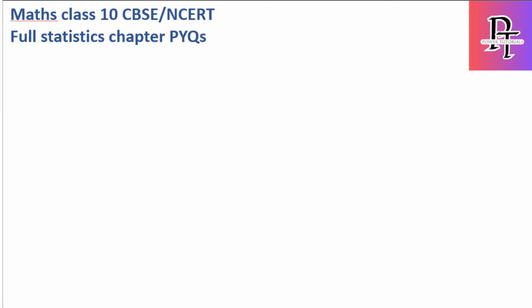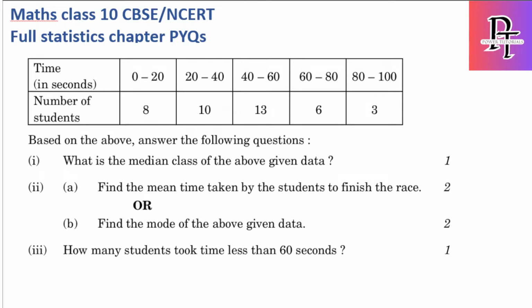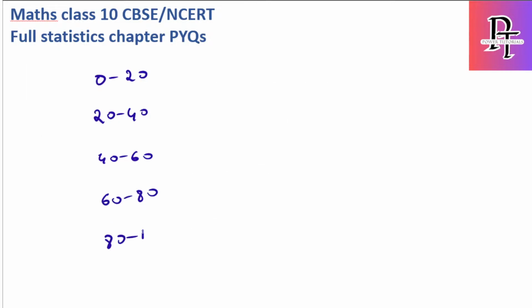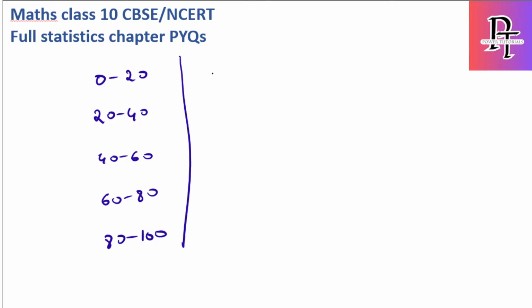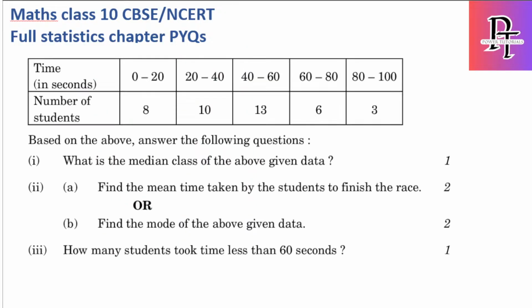0 to 20, 20 to 40, 40 to 60, 60 to 80, and till 100 also, so 80 to 100 I will write. Now let's write the frequency values. 8, 10, 13, 6 and 3. So these are the frequency values.